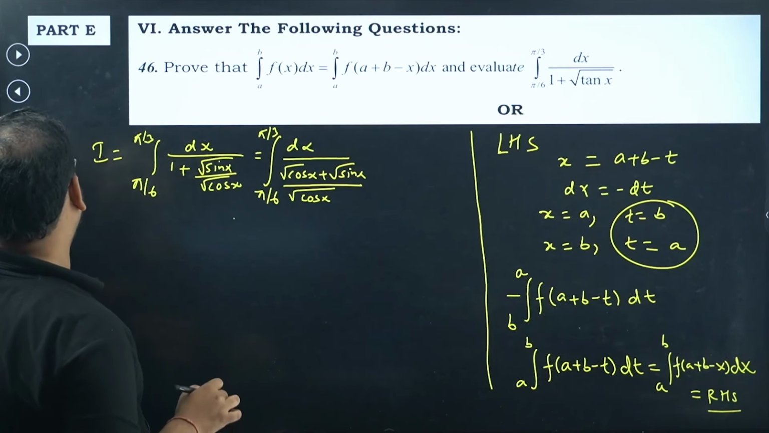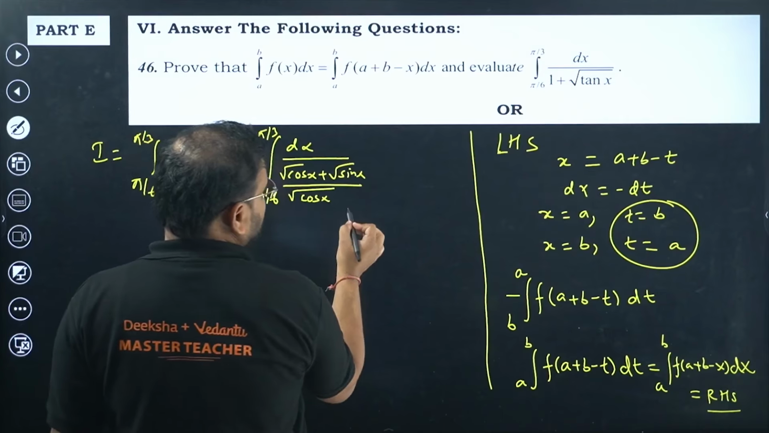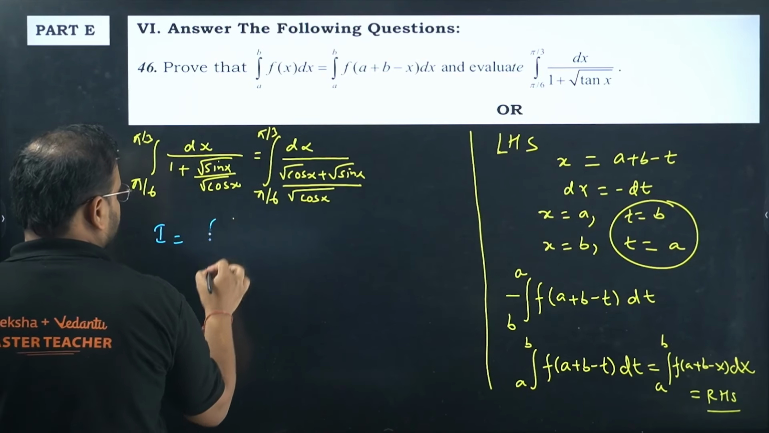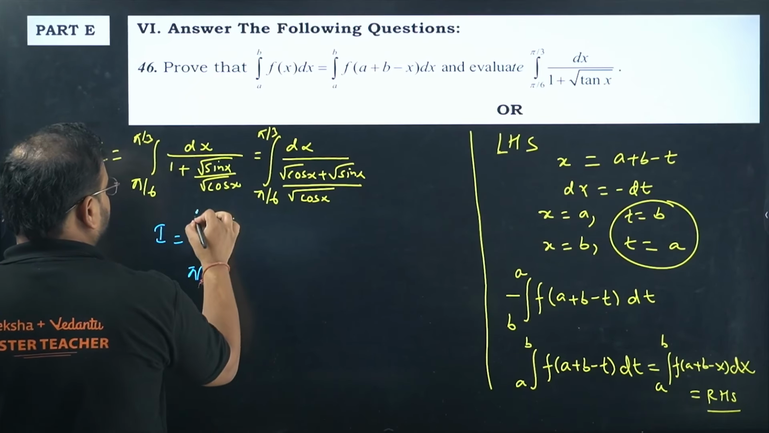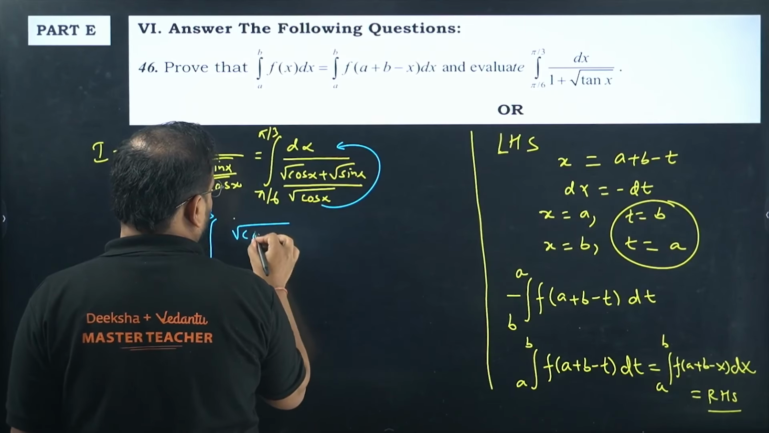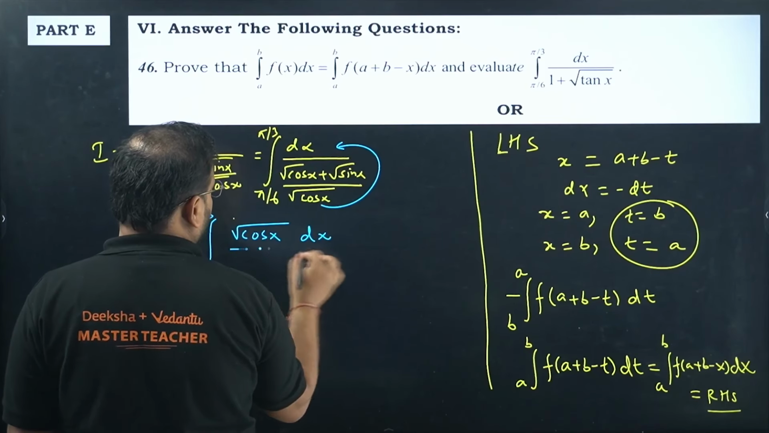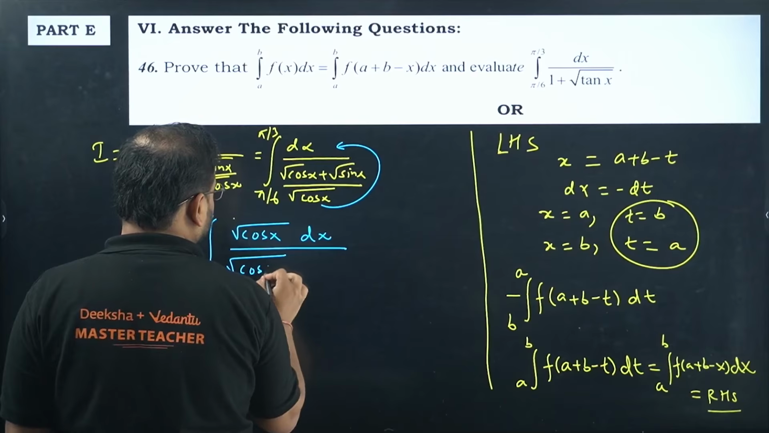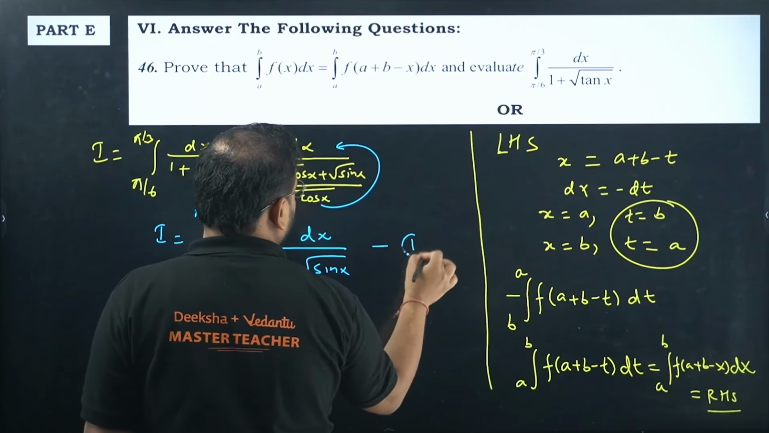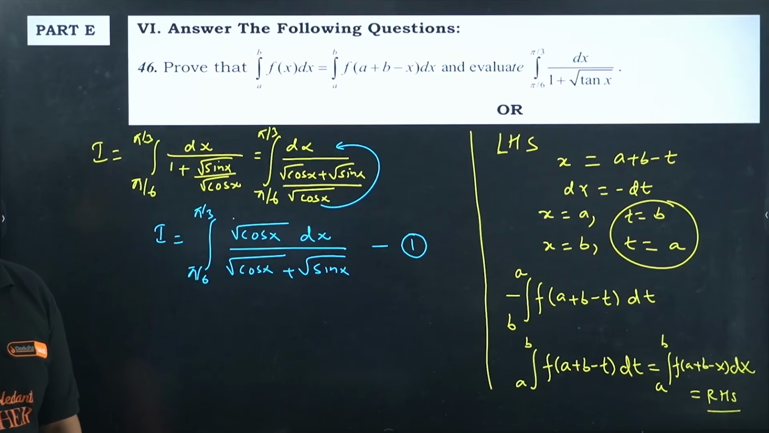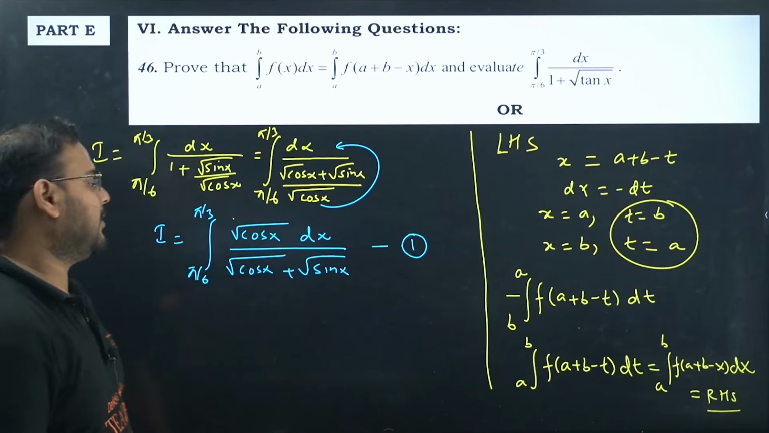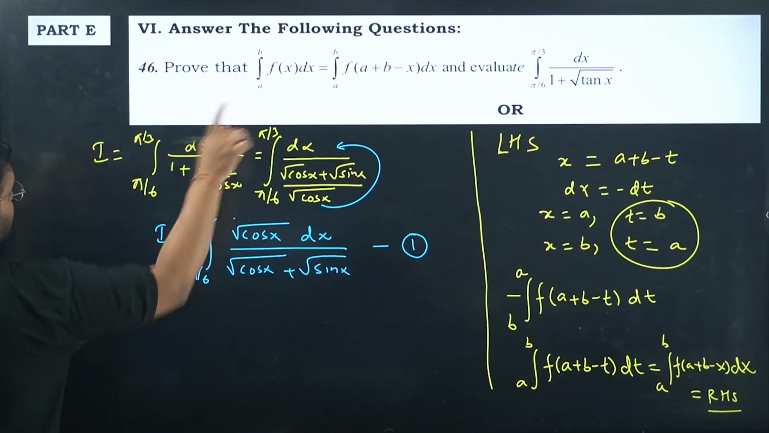Let me change the ink color to make some difference. So basically, the integration I has become, with the limits pi by 6 to pi by 3, root cos x dx upon root of cos x plus root of sin x. This is my equation number 1. Got it? I wrote tan in terms of sine by cos and then simplified it one step to get equation 1.